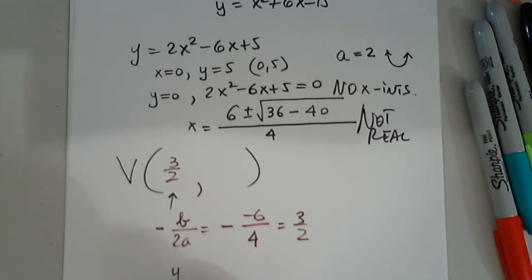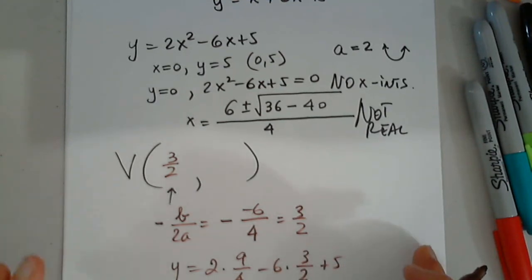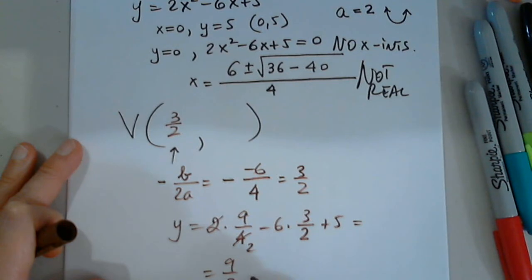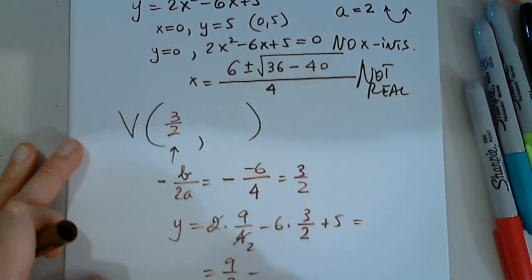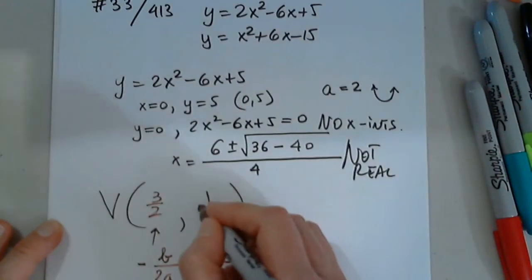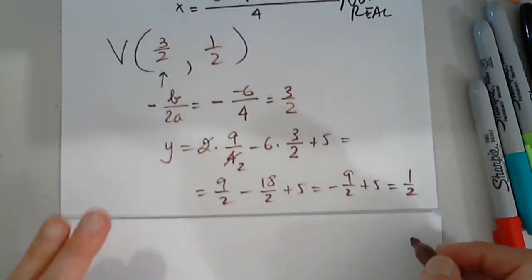So y is 2 times 9 over 4 minus 6 times 3 over 2 plus 5. Okay, can I simplify a little bit? Yes, I can. So this is 9/2. I'm not going to simplify here because I want the same denominator. Minus 18/2 and plus 5. So negative 9/2 plus 5, so that's 10 minus 9 over 2, which is 1/2. Okay, after all these calculations, I have the graph.